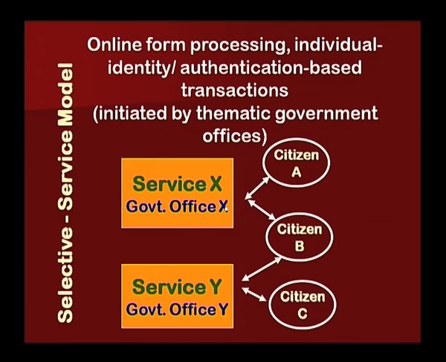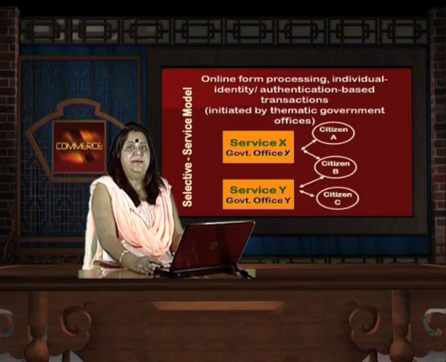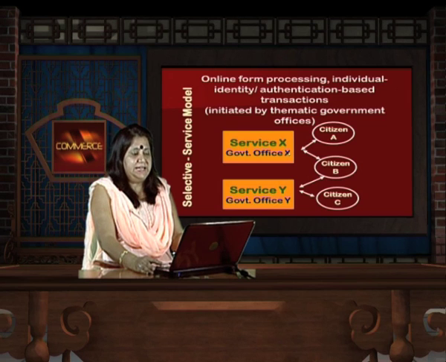Online form processing, individual identity, authentication based transaction. This is initiated by the government offices. Suppose you have service X and you have service Y, that you have a government office X and a government office Y, and the citizens impacted are citizen A, B and C. Now, what the selective service model is, is that you have selected citizens who will be impacted by the policies or the governance issues of the government. We will see in detail how it works.